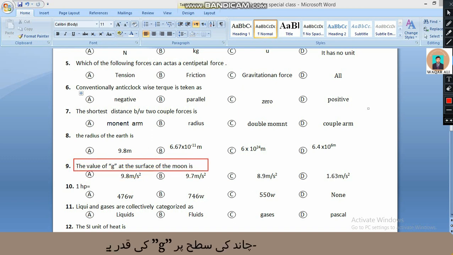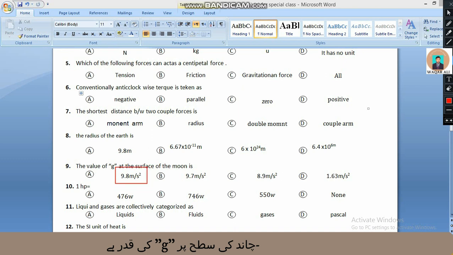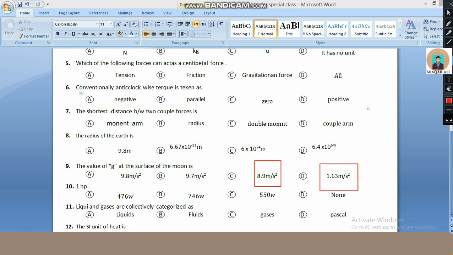9. The value of g at the surface of the Moon is A. 9.8 meters per square second, B. 9.7 meters per square second, C. 8.9 meters per square second, D. 1.63 meters per square second.